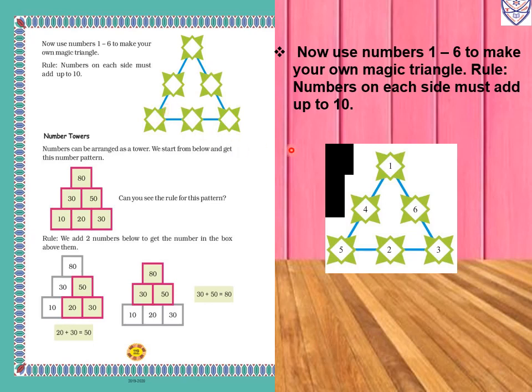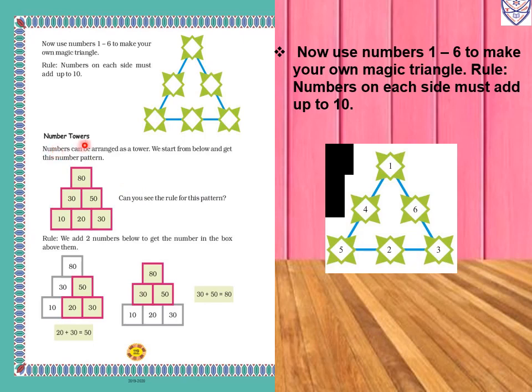So first we will write 1, then 4, then 5. First we will add 1 plus 4 is 5, 5 plus 5 is 10. So here it is proper. In this line 1 plus 6 is 7, 7 plus 3 is 10. Now here 5 plus 2 is 7, 7 plus 3 is 10. So this way we will make a magic triangle.